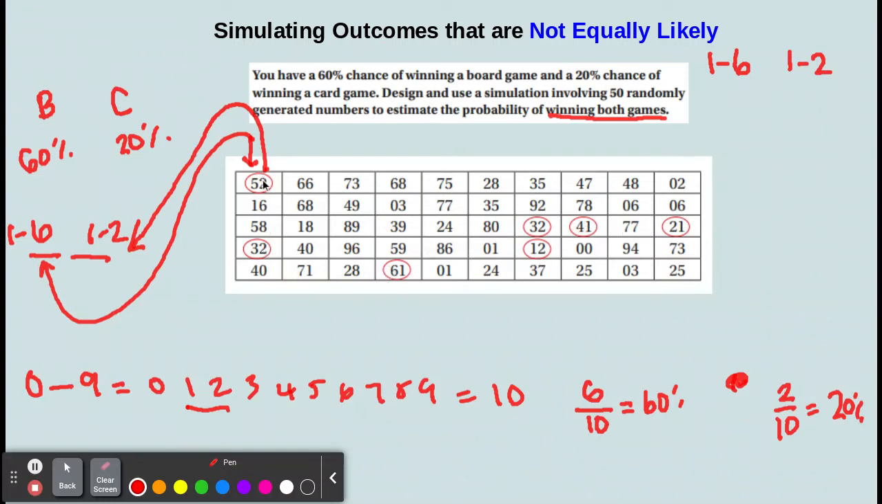So how many times in our simulation did we win both games? 1, 2, 3, 4, 5, 6, 7 times. And how many trials did we run? We ran 50. So 7 of the 50 times, we won both the board game and the card game. And 7 over 50 is approximately 14%. So 14% of the time, we won both games. Okay, I know that's a little confusing, but we'll go over it again in class.